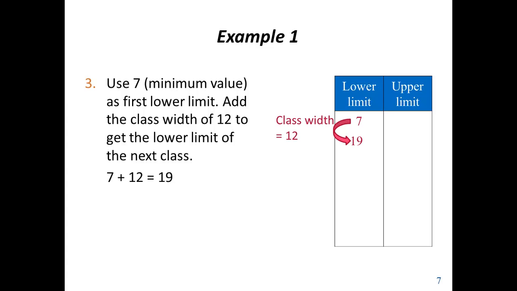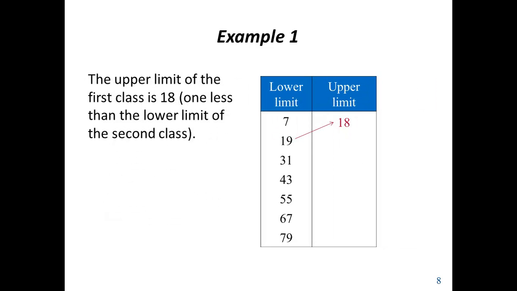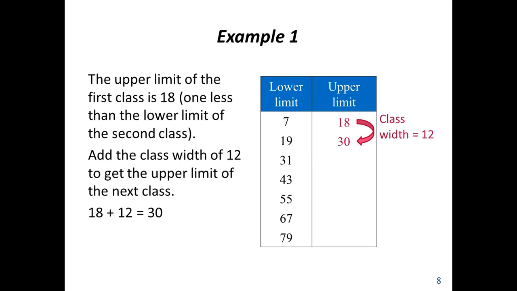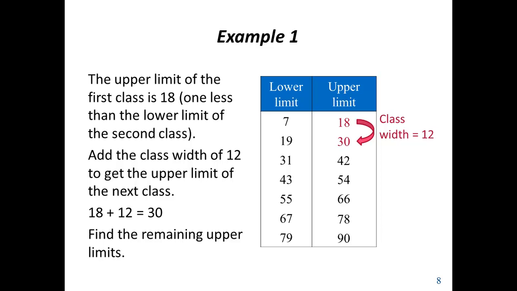The minimum value is 7, so we create the lower limit, which is 7 plus 12, 19, plus 12, 31, plus 12, 43, and so on. And then we create the upper limit, which is 1 less than the lower limit of the second class. And then you add 12 again, the class width. So this is how you create the classes.